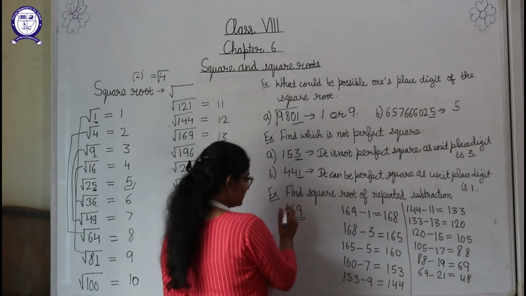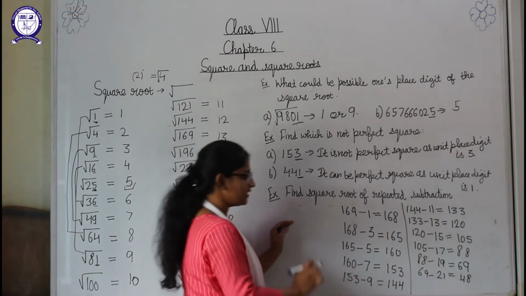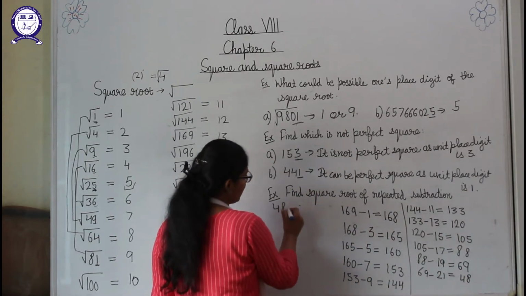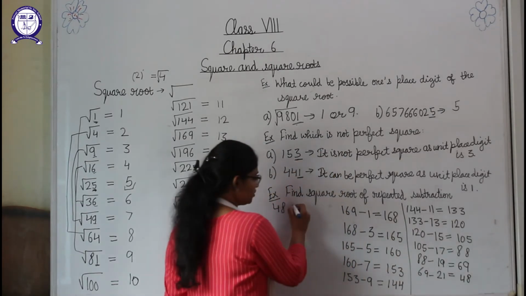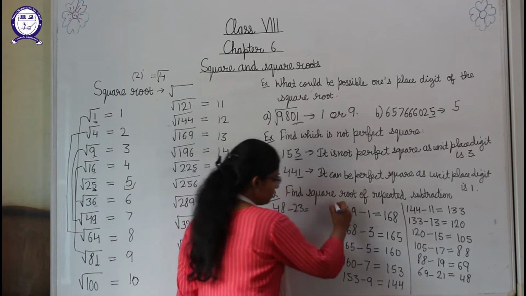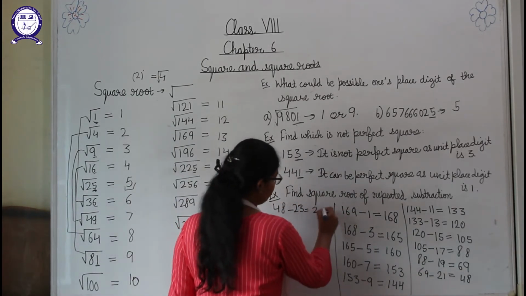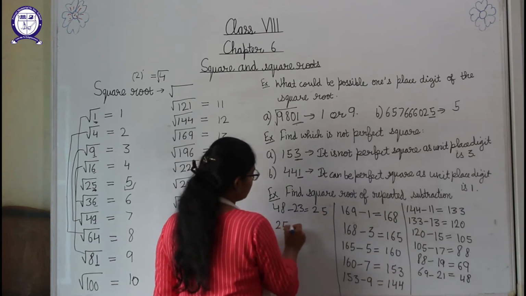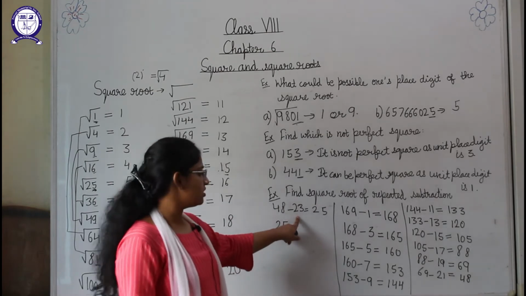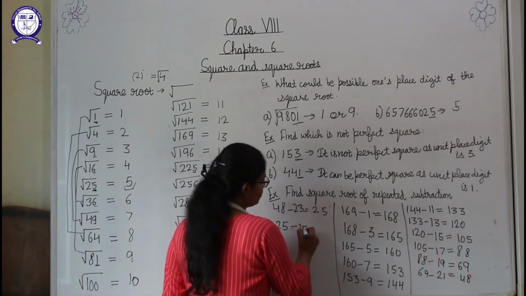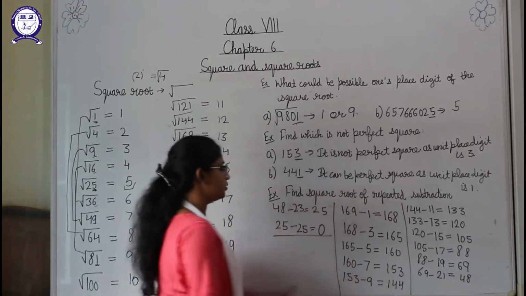Okay students, after that we have 48. So 48 minus the next odd number after 21, which is 23, so we subtract 23 from this. 48 minus 23 is 25. Now it is 25 here, then minus the next odd number after 23, which is 25. So 25 minus 25 is 0. Here we are getting 0.